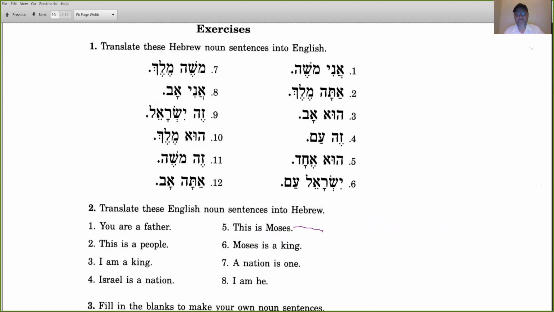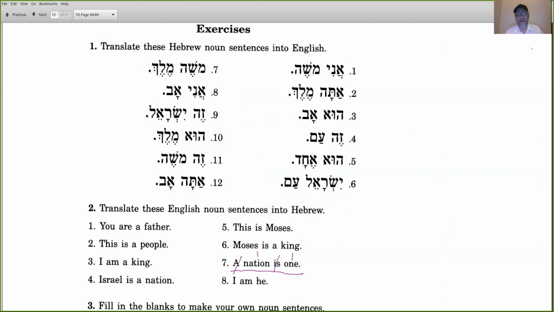Okay. Let's go to this one. Moses is a king. Okay, so we don't need that. We need to focus on Moses and king. And it looks like there is one up here that's already written for us. There it is, Moshe Melech. Okay, see that? Moshe Melech. There it is in Hebrew. Okay, how about this one? A nation is one. So we don't worry about this. We don't worry about this. We focus on nation and one.